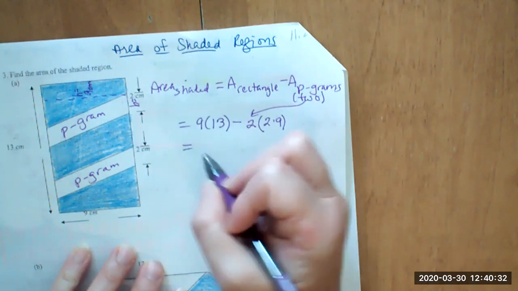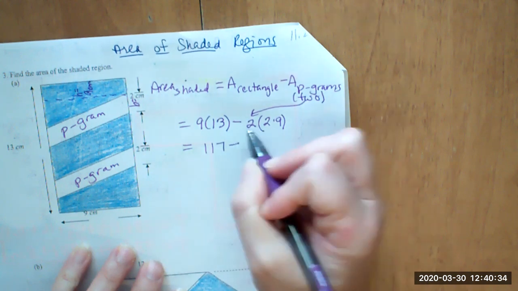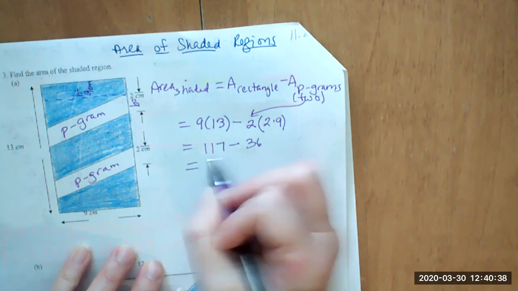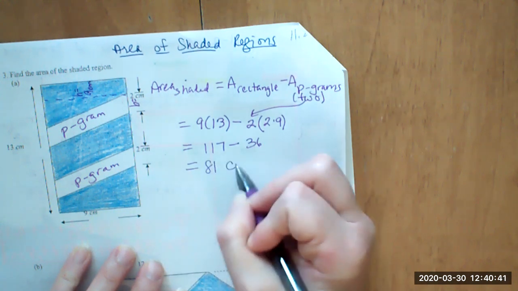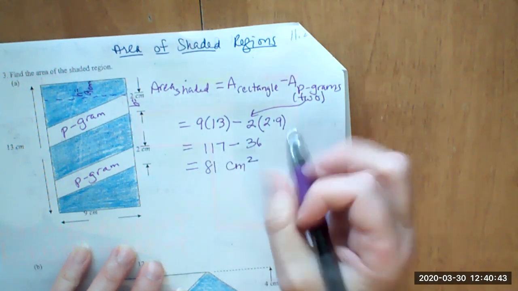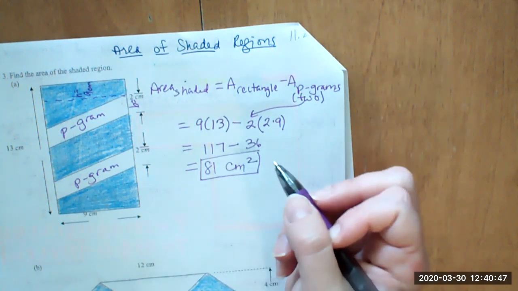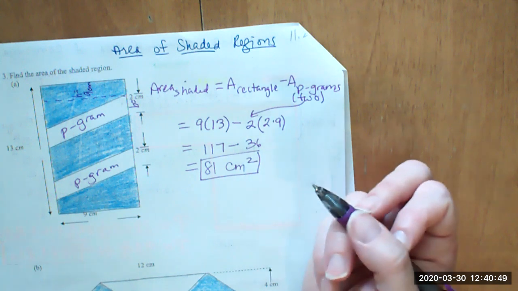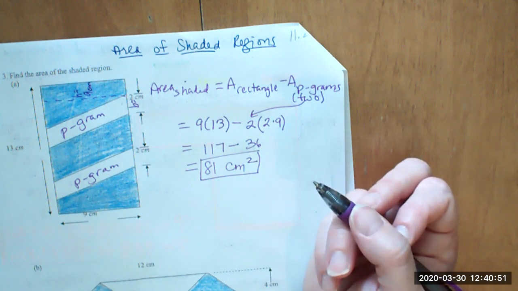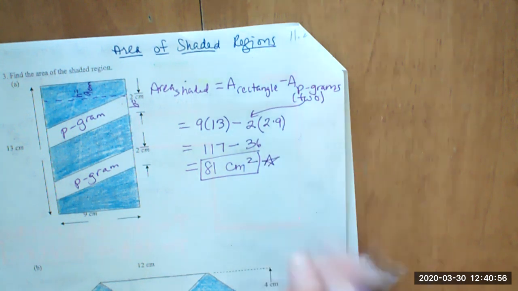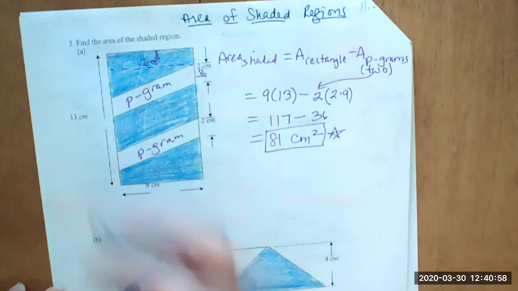So 9 times 13 is 117. 2 times 2 is 4 times 9 is 36. If I subtract, I'm going to get 81 square centimeters for the shaded region. Okay? So that's my answer. But I want you to think about what happens, let's say. I'm going to put a star over here, and we'll do this the other way over here.